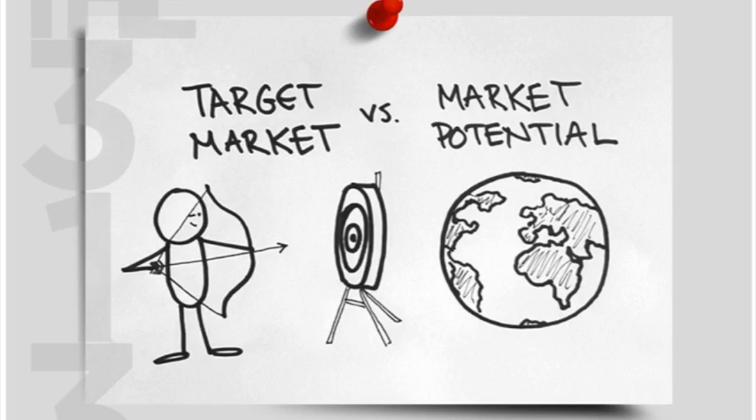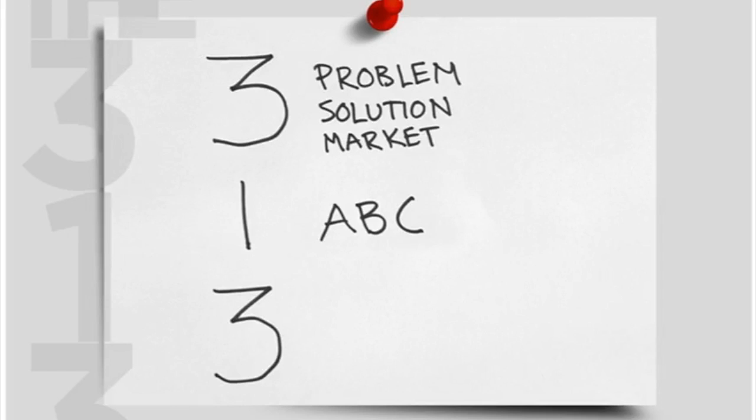Because it is so cost prohibitive to get in front of every single person. But it is smart if you can communicate exactly what your target market is, and doing so into one sentence. So let's think about this for a moment.